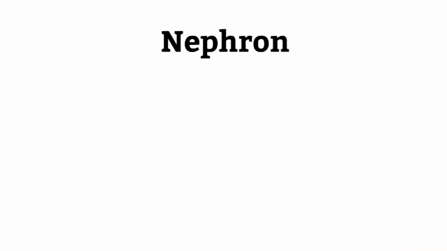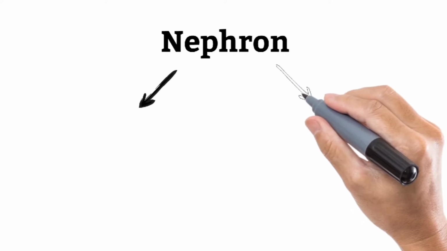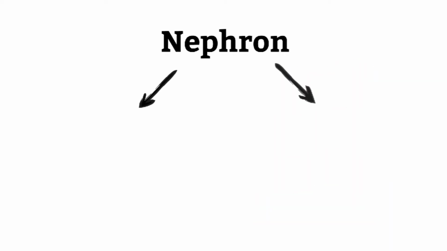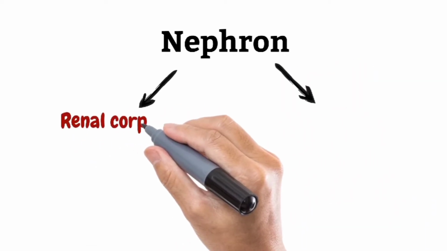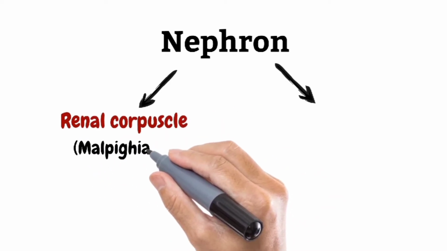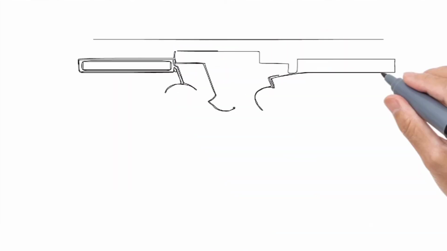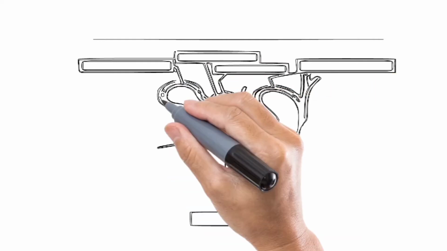Each nephron is formed by two parts. A blind end called the renal or Malpighian corpuscle and a tubular portion called the renal tubule. Let's understand the structure of nephron.